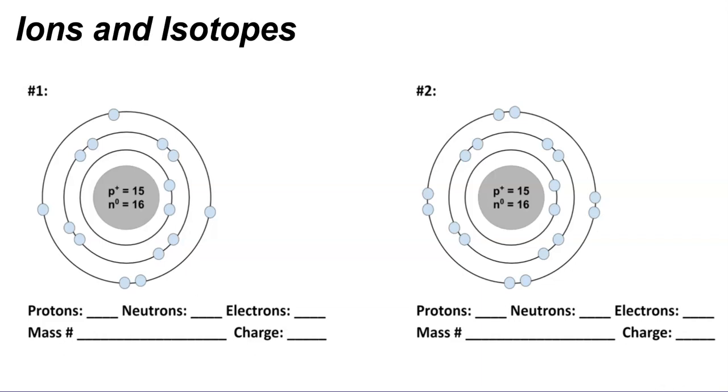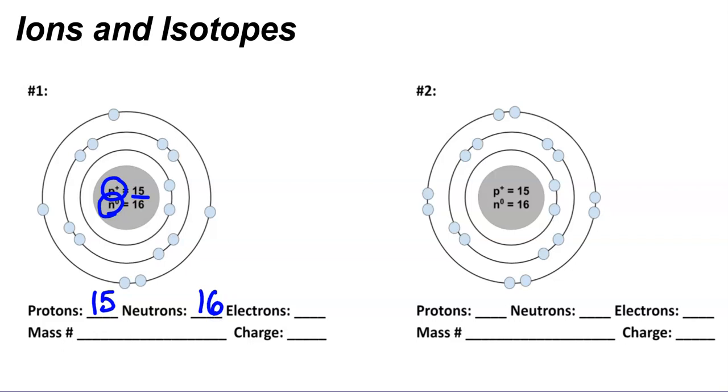So in number 1, we have protons we need to look at first, and we know that protons are shown by the symbol P+, and it tells us that there are 15 protons. So we're going to put in 15. The number of neutrons is shown by the N0 symbol, 0 as the superscript, and it says that there are 16 neutrons, so we'll go ahead and fill that in.